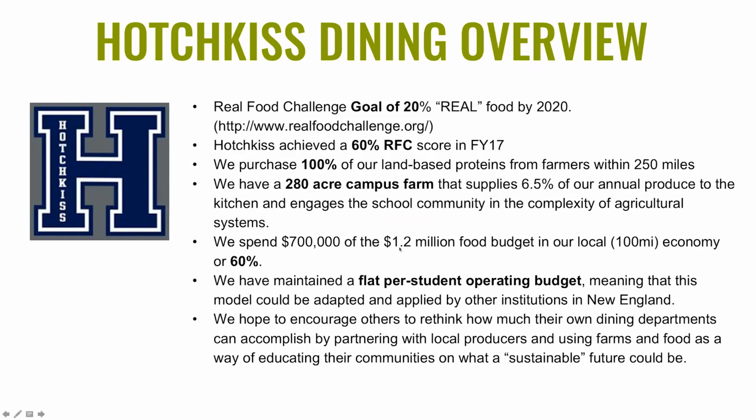We have a $1.2 million food budget here at Hotchkiss, and we currently spend $700,000 of that, or again 60%, within our 100-mile community. And we have maintained a flat per student operating budget, which means that as our student population fluctuates, our dollars per student stays the same. And so we believe this is a model that will encourage others to rethink the way that they're running their own dining departments.